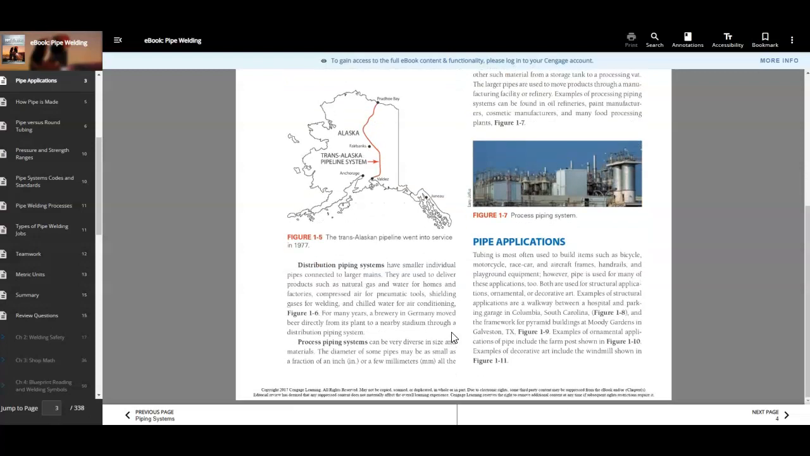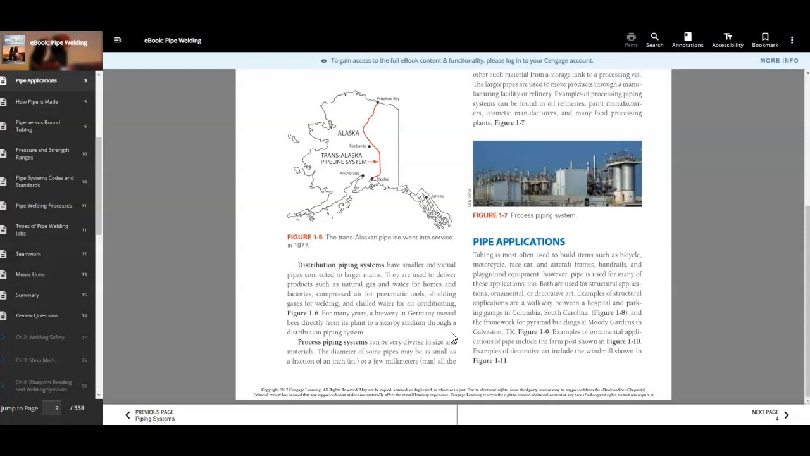Distribution piping systems have smaller individual pipes connected to large mains. They are used to deliver products such as natural gas and water for homes and factories, compressed air for pneumatic tools, shielding gases for welding, and chilled water for air conditioning. For many years, a brewery in Germany moved beer directly from its plants to a nearby stadium through a distribution piping system.